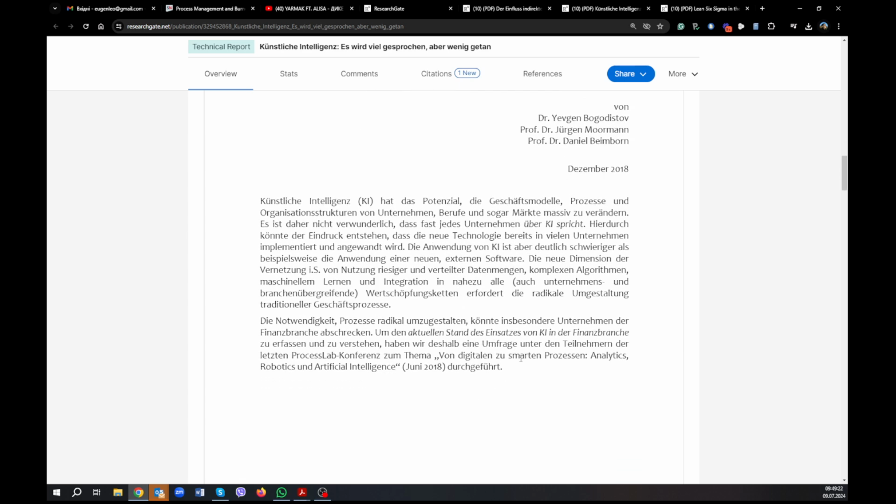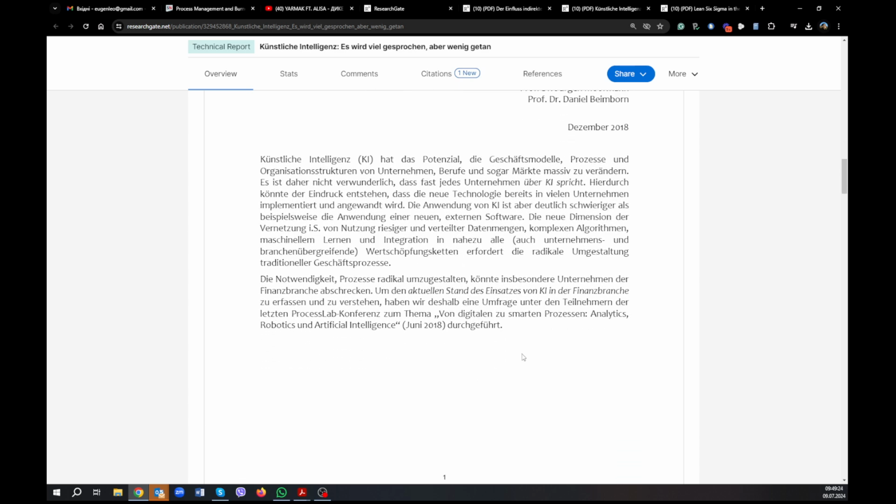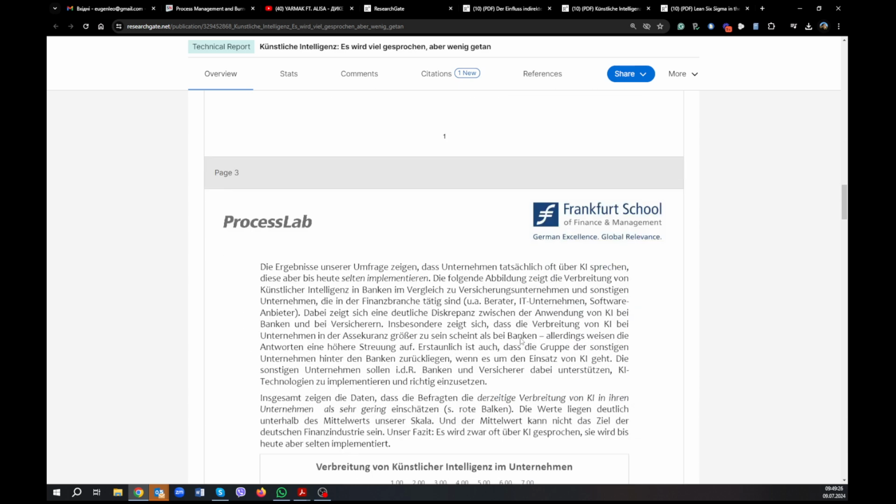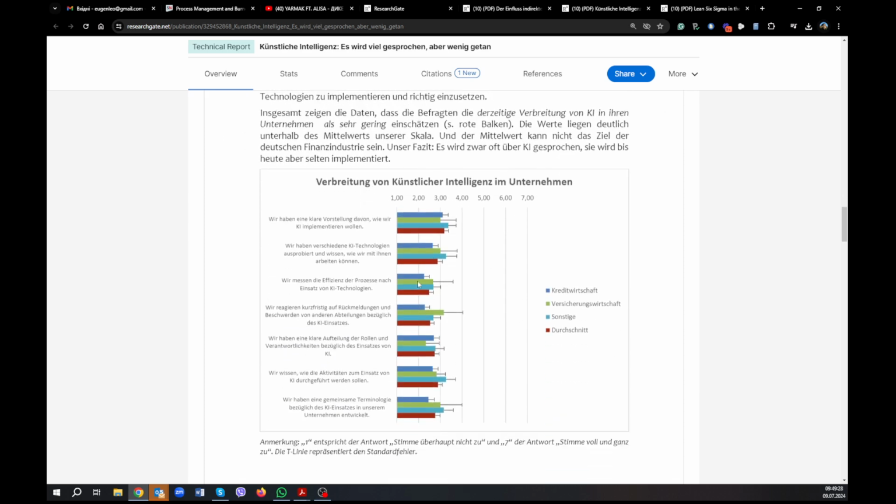Here, very shortly, the hook and the explanation of what the motivation for this study was. Then we immediately start with the results and show nice graphs where you can see what actually happened, with a simple explanation of where AI is being used in the credit industry and the crediting institutions, in insurance institutions, other institutions, and the average for everything.